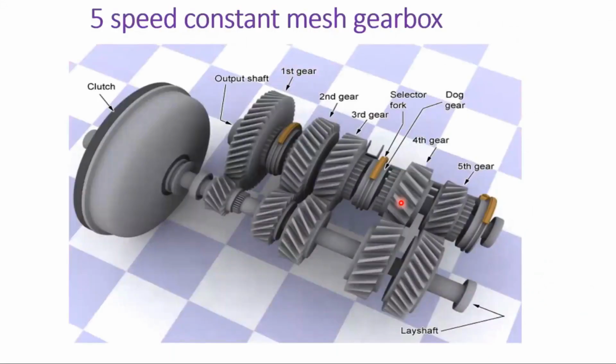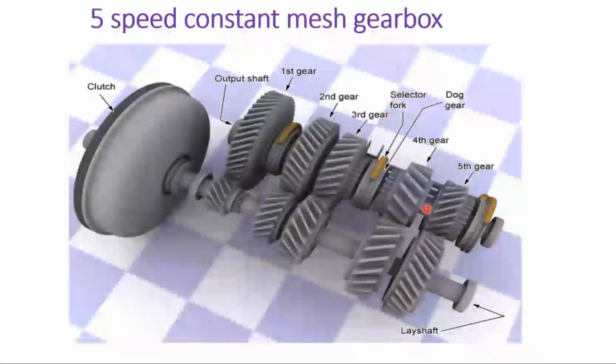This is the typical 5-speed constant mesh gearbox, which is also being used nowadays in high-speed applications, where you have the clutch input shaft. This is nothing but the lay shaft or a counter shaft. You have the output shaft. So you have different gears like first gear, second gear, third gear, fourth gear, fifth gear, and you also have a reverse gear as well.